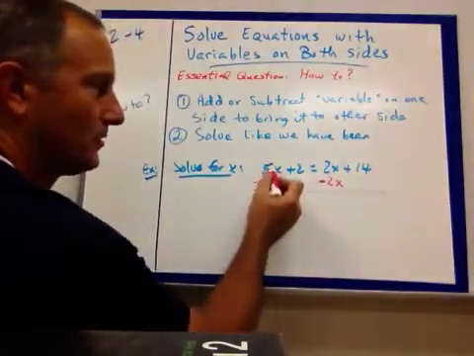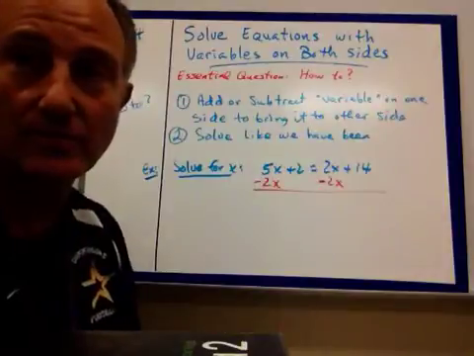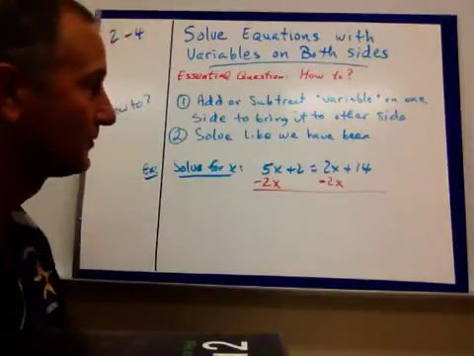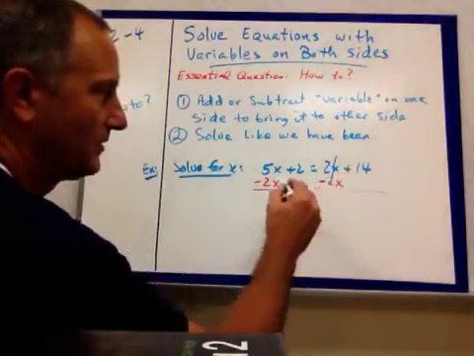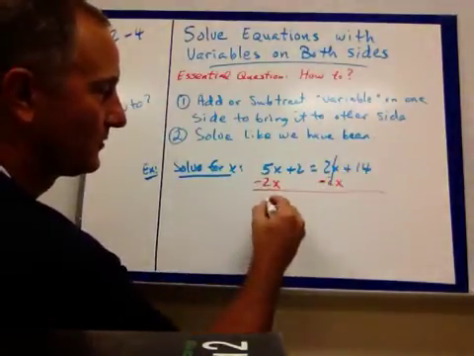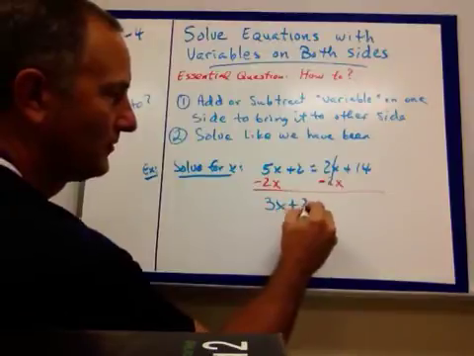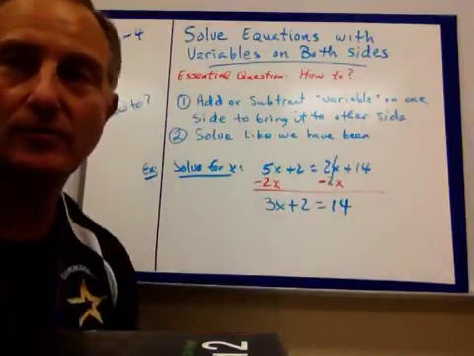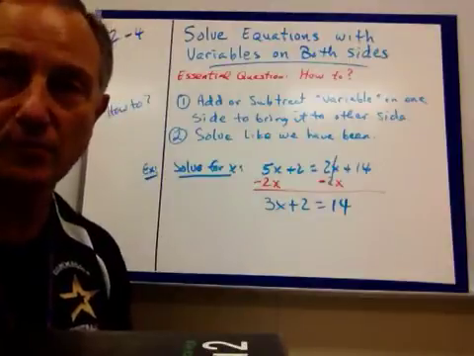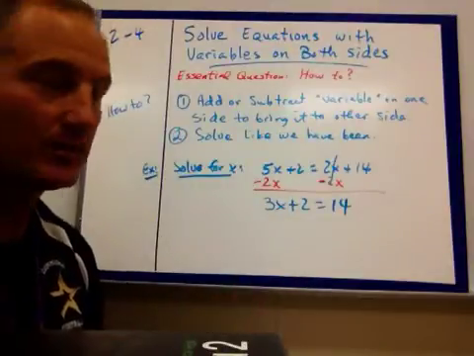And notice I put it just with the x's because you can only add and subtract like terms. Okay? Some of you keep forgetting that. So what that does for us now is it cancels out here. 5x minus 2x is 3x, plus 2 equals 14. That takes us right back to our two-step equations that we've been solving now for 2 weeks. This you should be getting pretty good at.